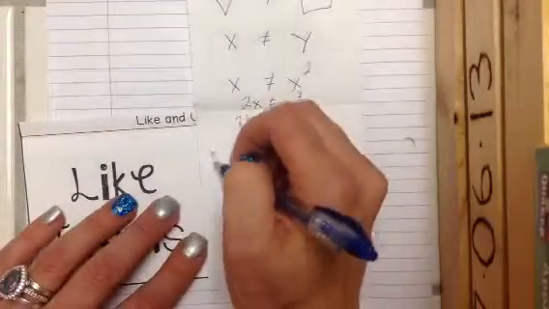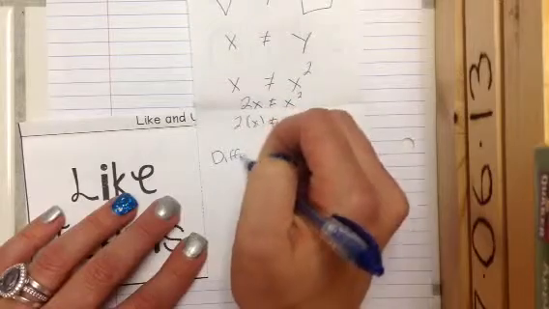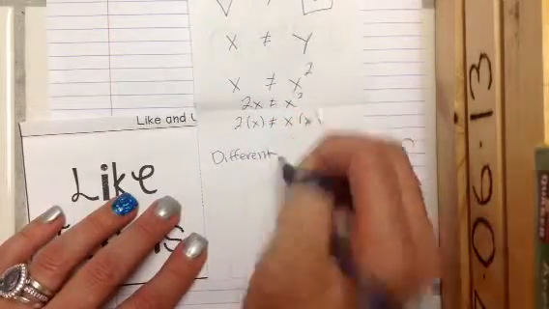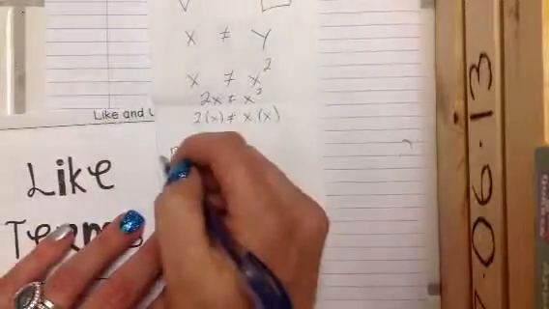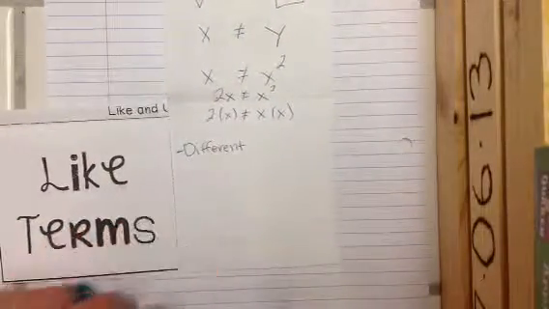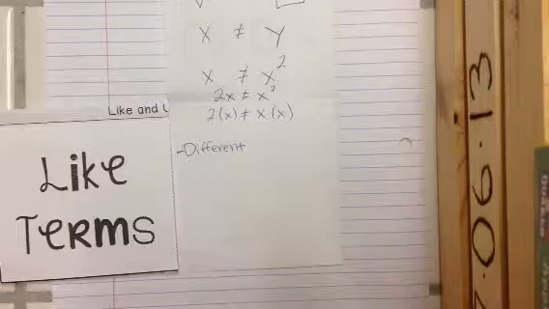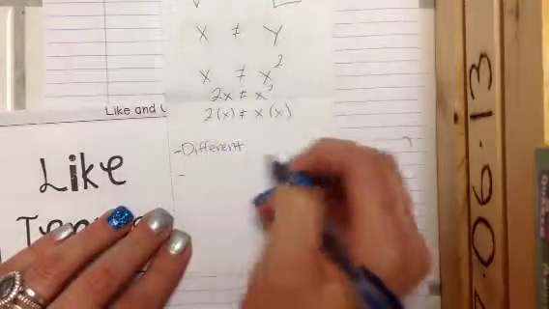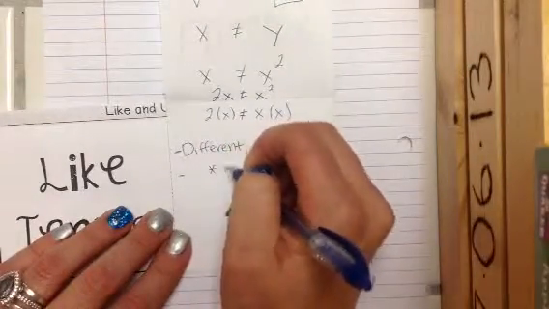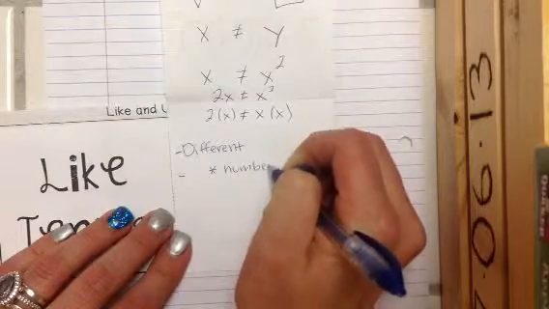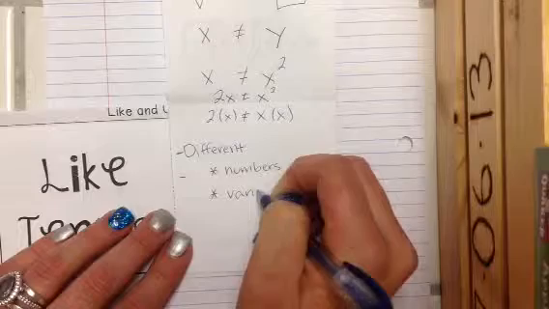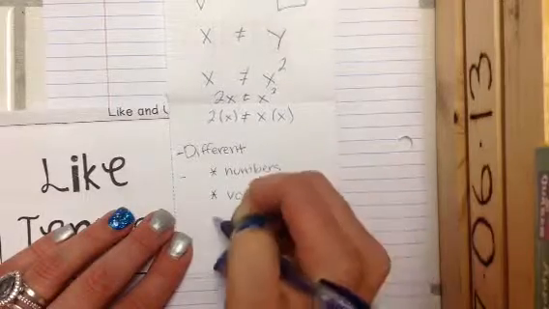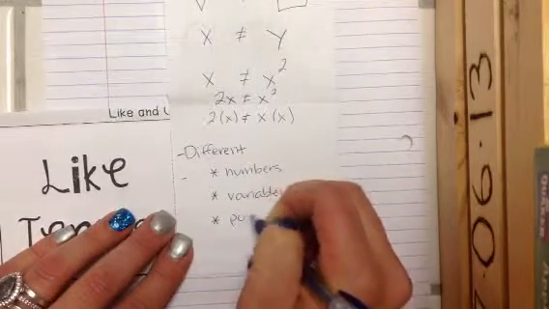These are different types of variables or numbers. So again, it's different numbers or different variables or different powers.